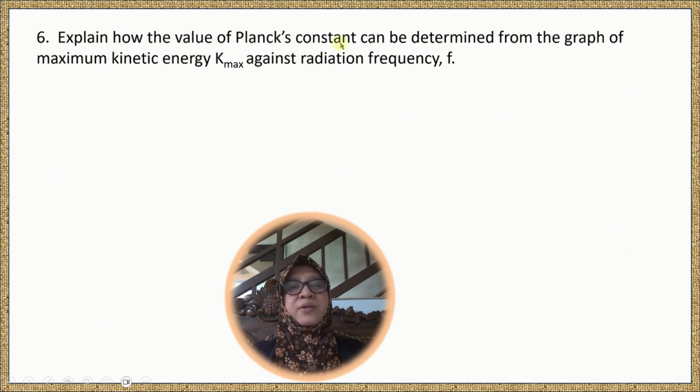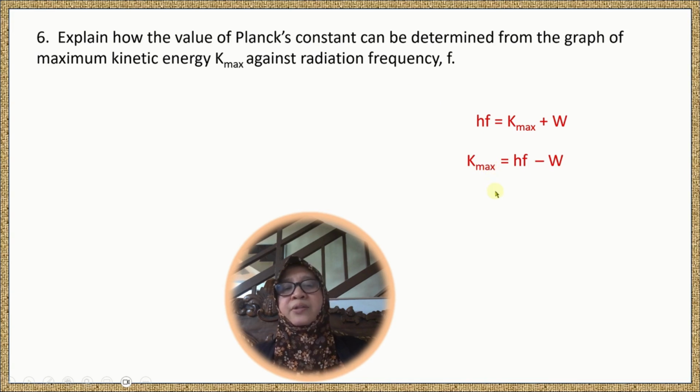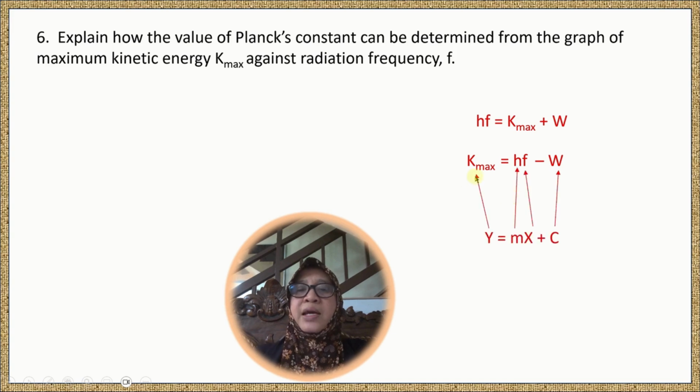Explain how the value of Planck constant can be determined from the graph of maximum kinetic energy against radiation frequency. Okay, this time we are going to plot the graph Kmax against f. Just now it was stopping potential against f. So this time Kmax against f. We refer to the photoelectric equation and put Kmax as the subject because we are going to compare with the linear graph general equation y equals mx plus c. So y will be Kmax and x will be f. The gradient of the graph will be m, and the y-intercept will be the work function. We can see here the gradient is also constant, which is equal to the Planck constant.